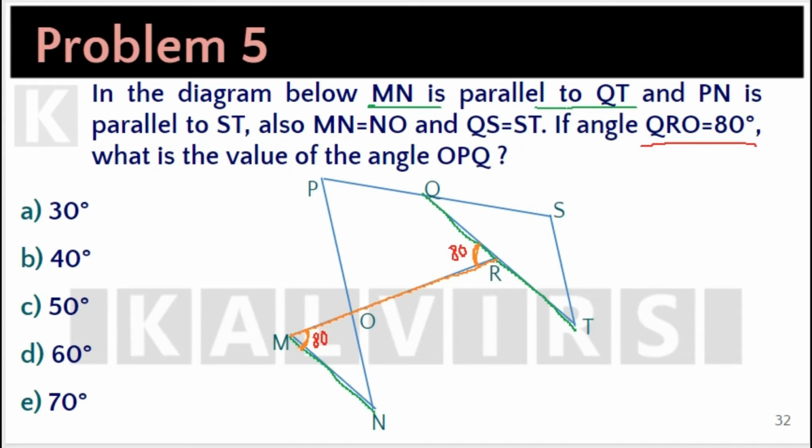The problem also states that MN equals NO. Therefore, triangle MNO is an isosceles triangle. And angle O must be 80 degrees as well. Since all interior angles of a triangle add up to 180, angle N must be 20 degrees.